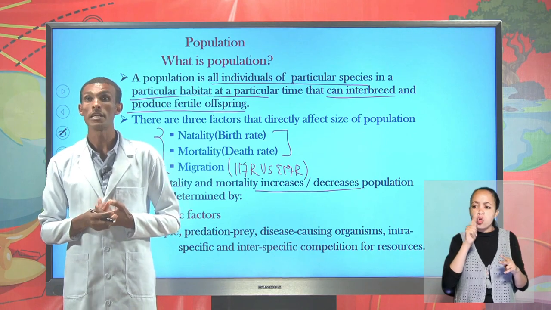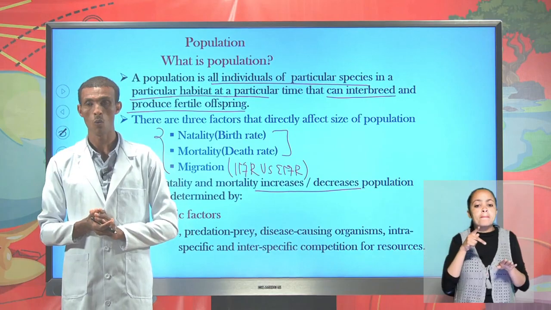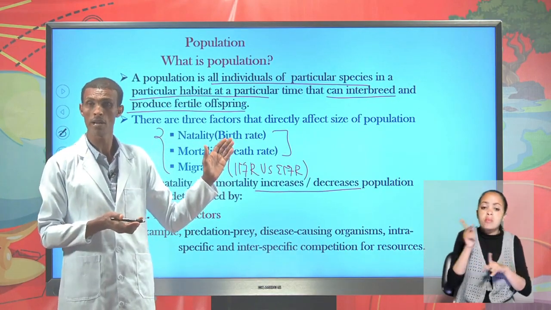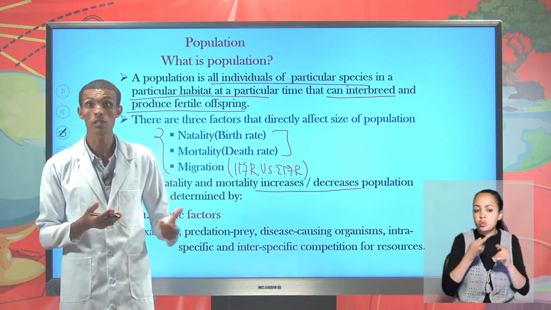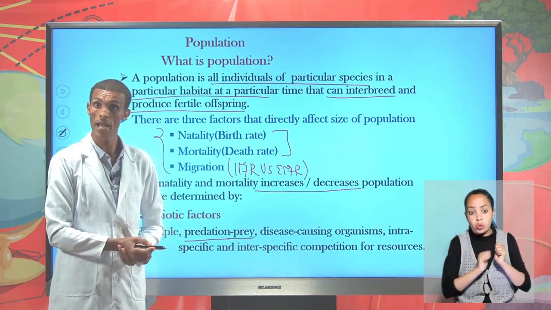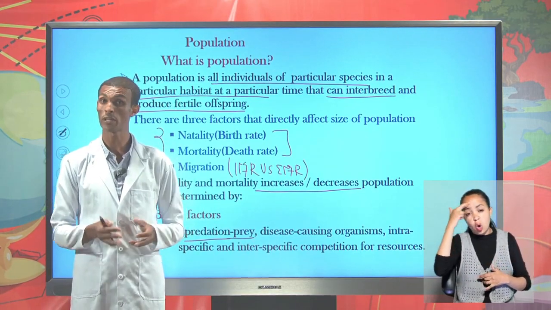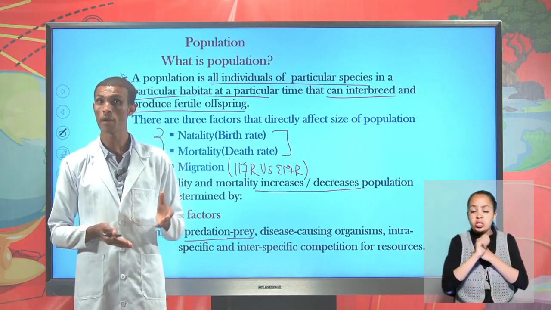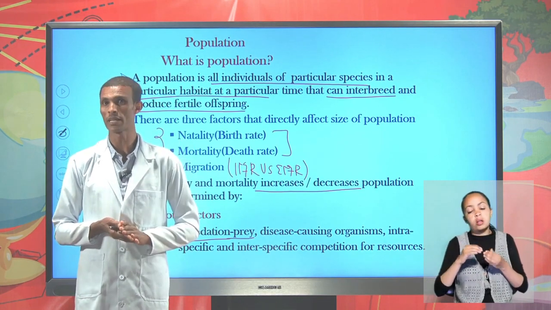For example, the effect of a predator population over prey. When the prey population increases, what happens to the predator population? When the predator population increases, what happens to the prey population? We call this a living factor. And again, the effect of disease-causing pathogens. Pathogens are microorganisms that can cause disease. When microorganisms increase, mortality increases again, and population size decreases.